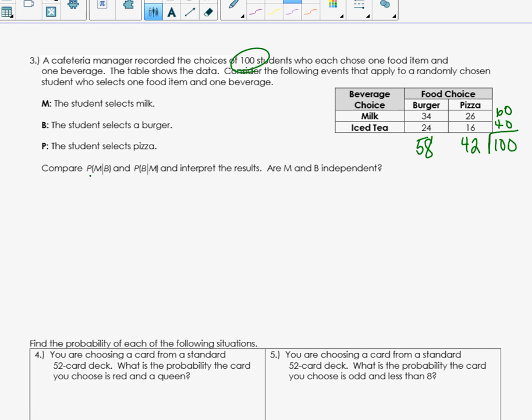So the probability of selecting milk given they chose a burger, this is my sample space. So the total number of students that chose a burger were 58. Okay. Out of those 58 and 58 alone, 34 chose milk. So that probability is about 58.62%.